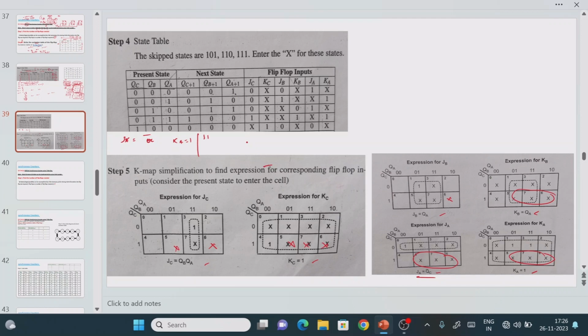The same way we find the expression for JB. JB equal to QA, then KB equal to QA, right? Completed. Next, what is the expression for JC? QB into QA. What is the expression for KC? KC equal to 1, right?